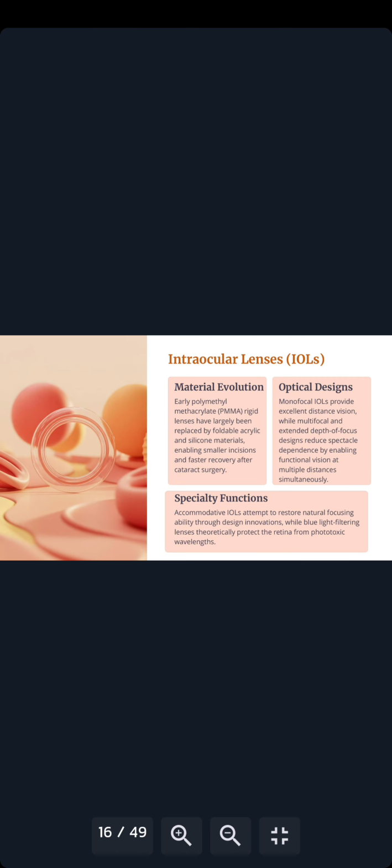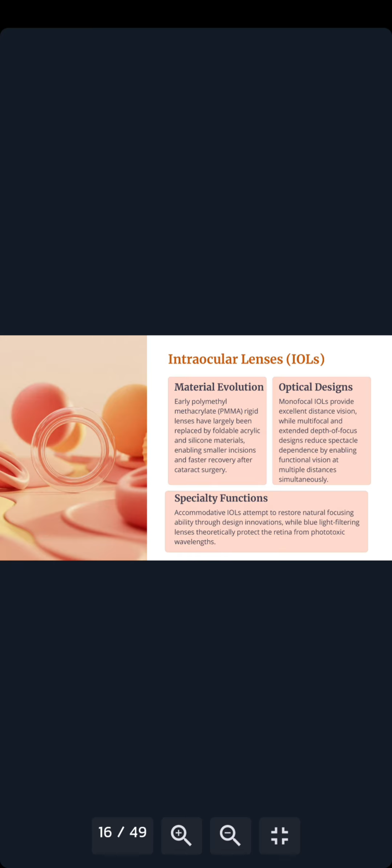inside the eyes. We also have optical designs like monofocal intraocular lenses that provide excellent distance vision, and also multifocal ones that can control the depth of focus, designed to reduce spectacle dependence by controlling the function of vision at multiple distances. So your patients should not change the glasses when they look around or when they look far.